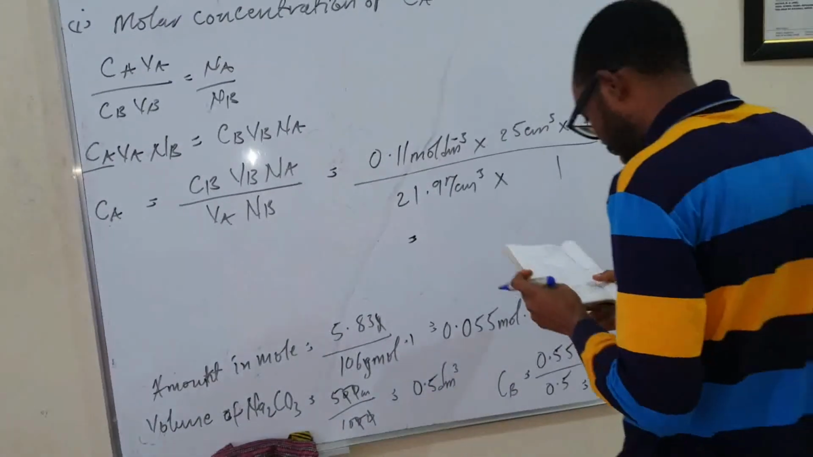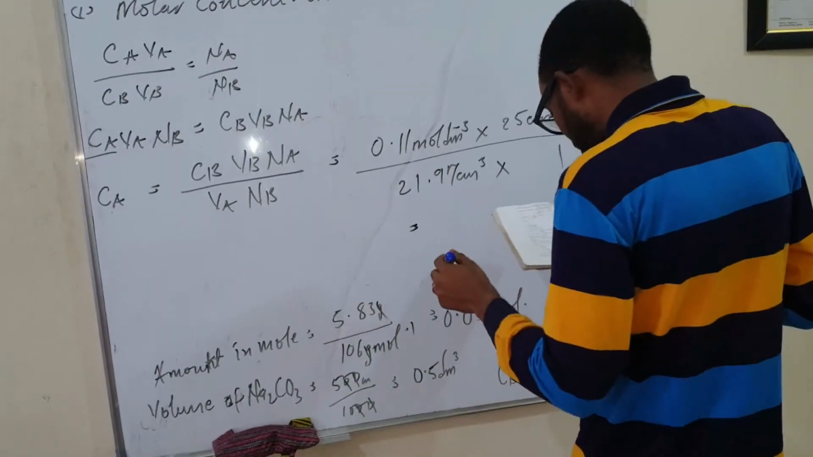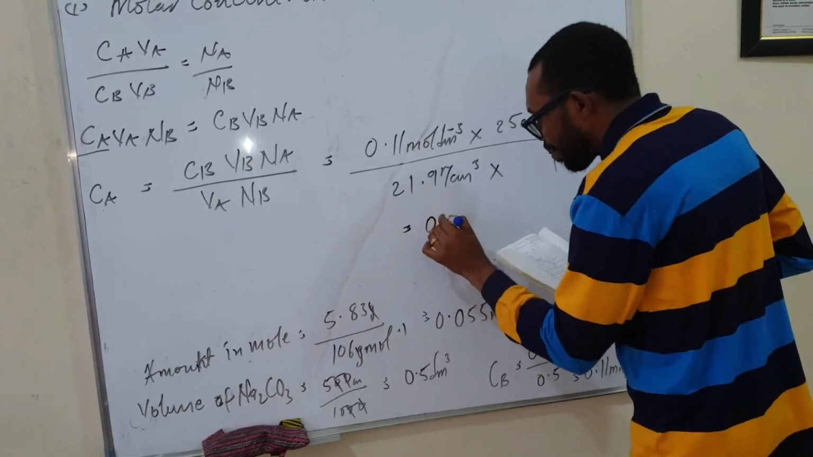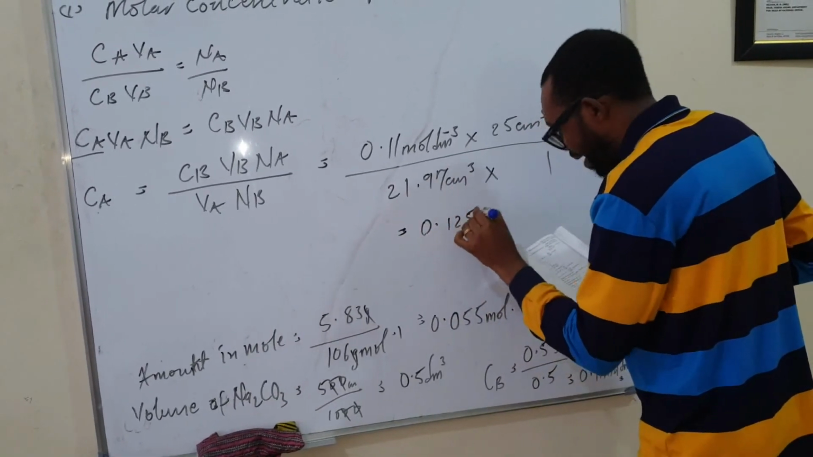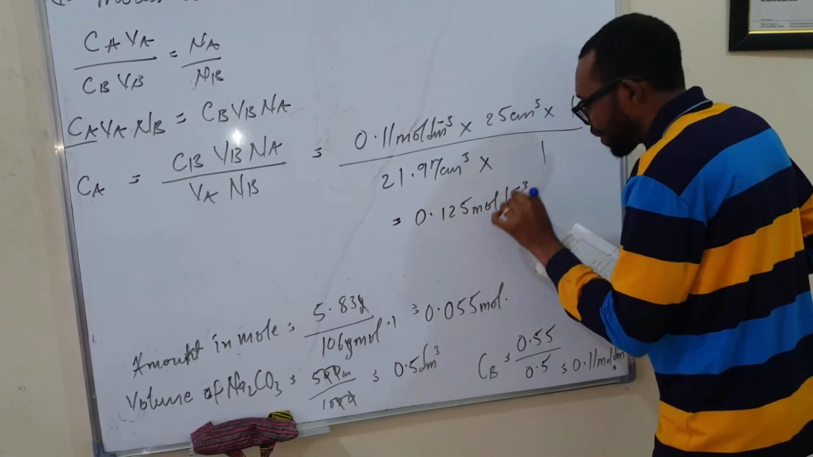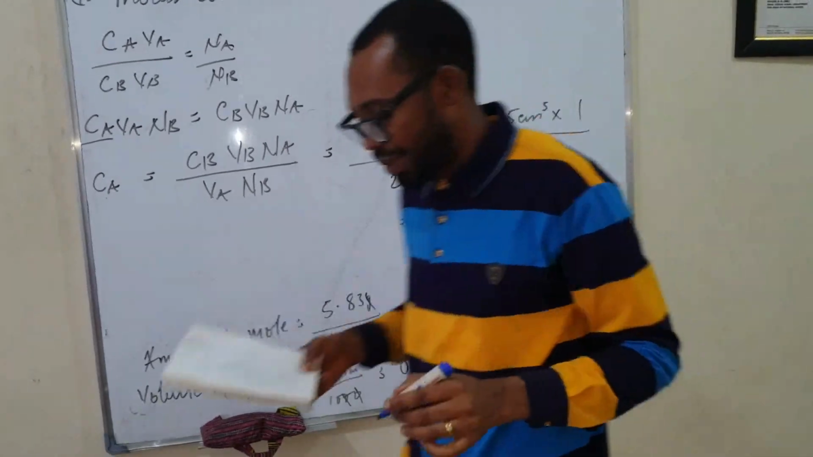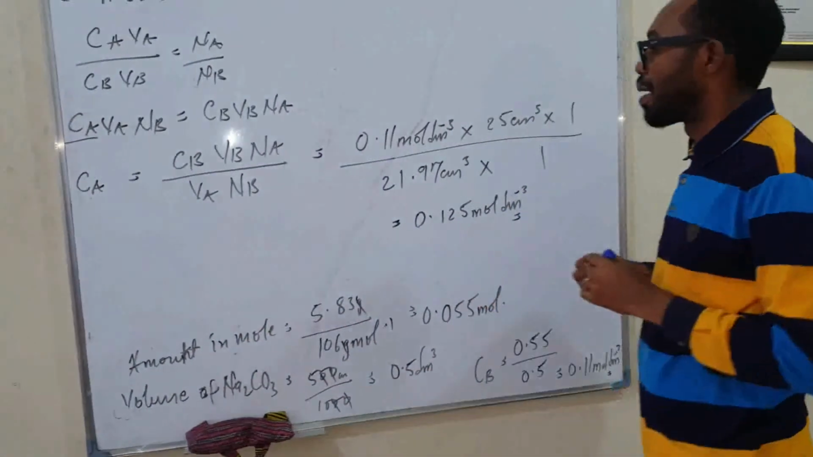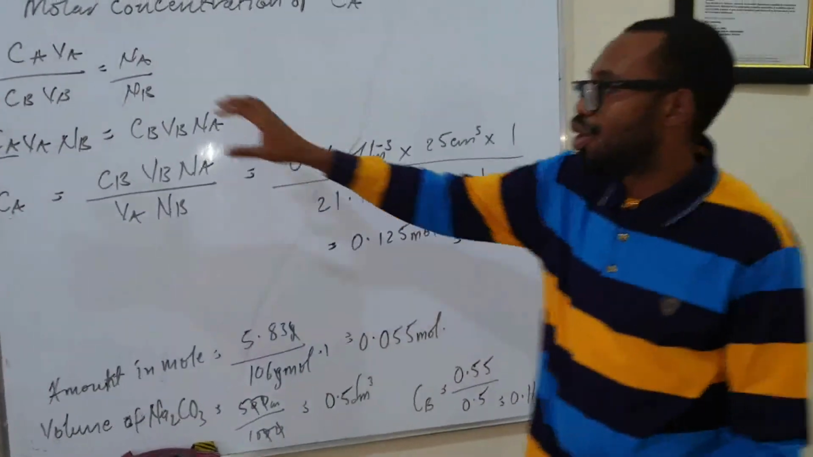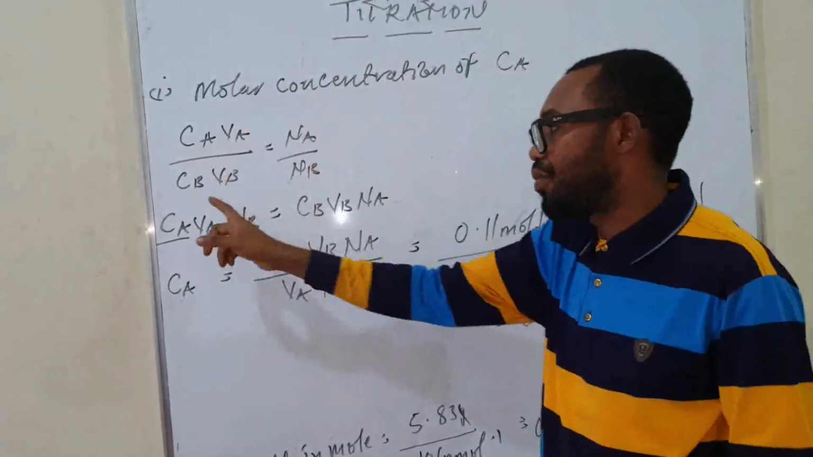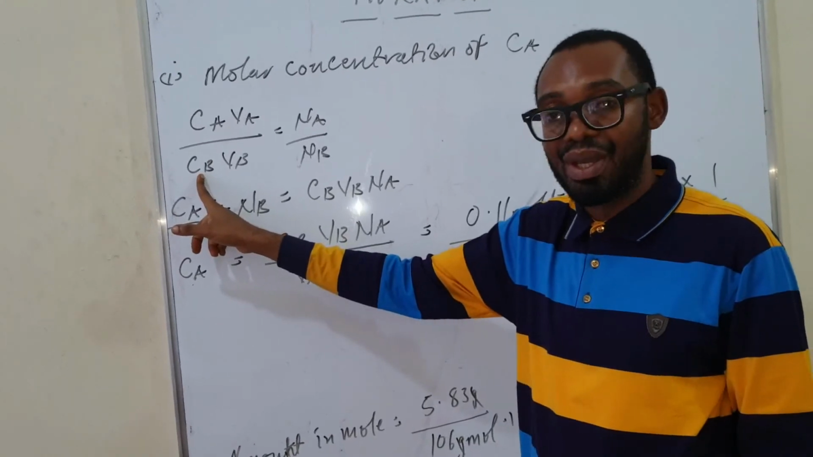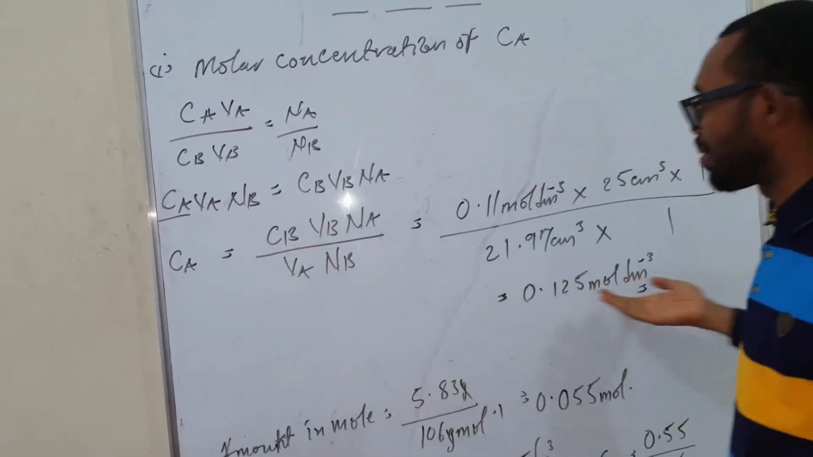Okay, now if you multiply this out, sorry, I don't have a calculator, you have an answer, which is 0.125 mole per dm³. Are you following? So that becomes the concentration of the acid. So we couldn't use this formula at first, except we found CB. Now, having found CB, we were able to invoke it and use it.